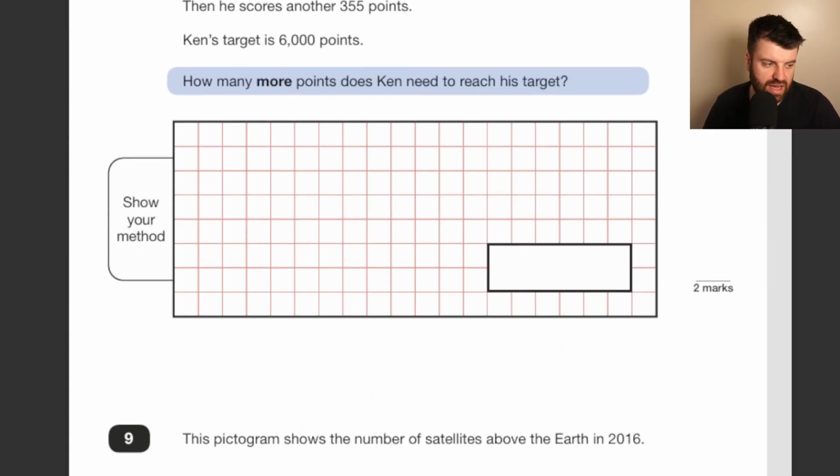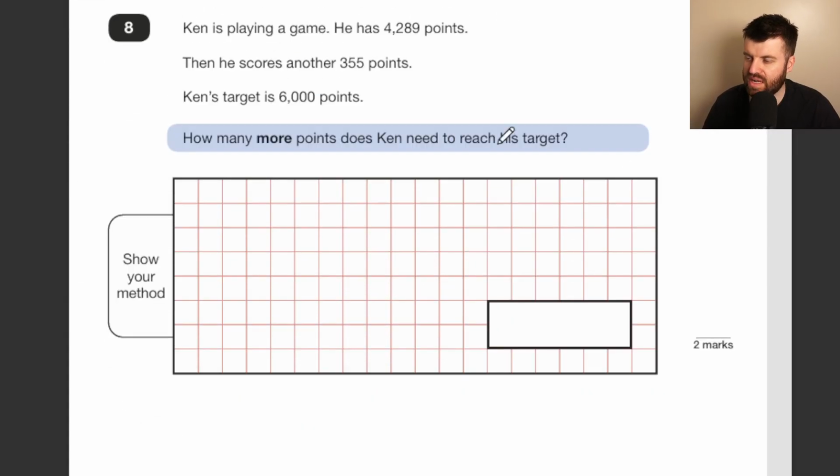Question 8. Let me get these questions lined up. Always goes wrong. Here we go. Ken is playing a game. He has 4,289 points. Then he scores another 355 points. Showing off now. Ken's target is 6,000 points. How many more points does Ken need to reach his target?